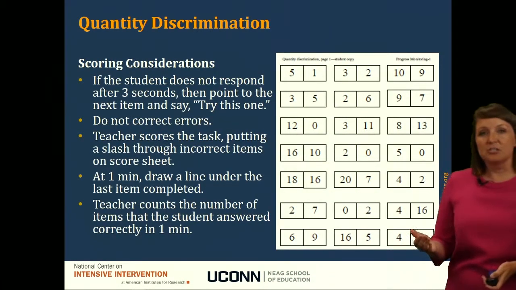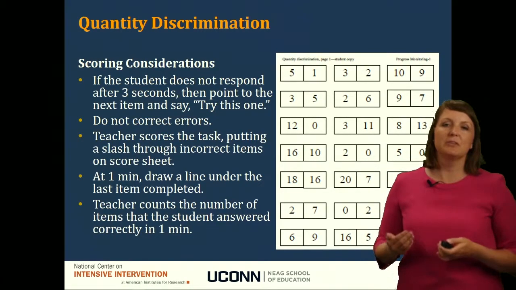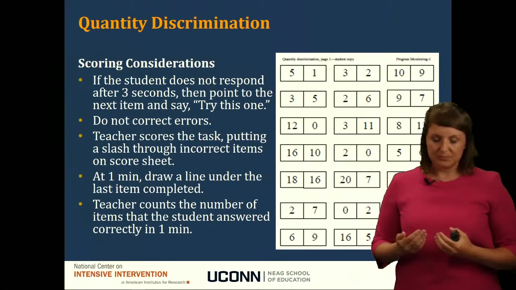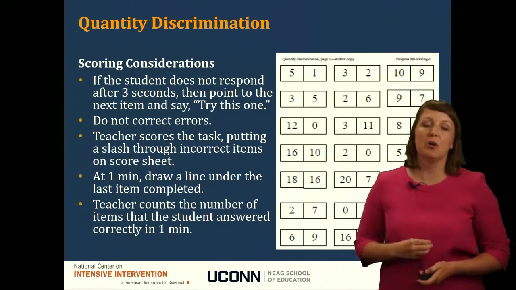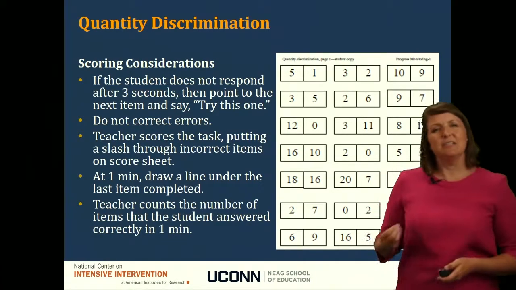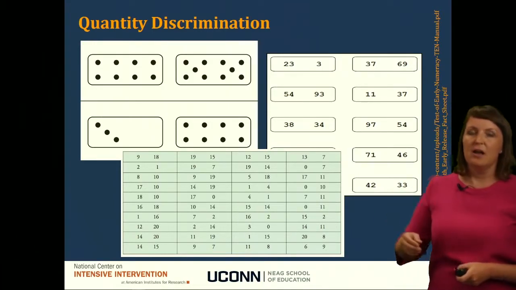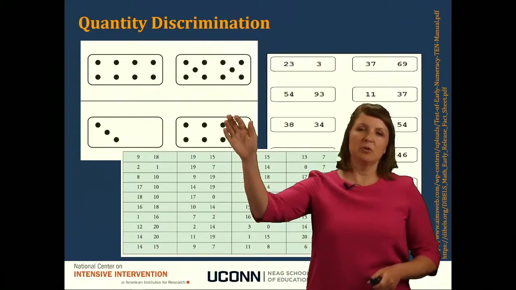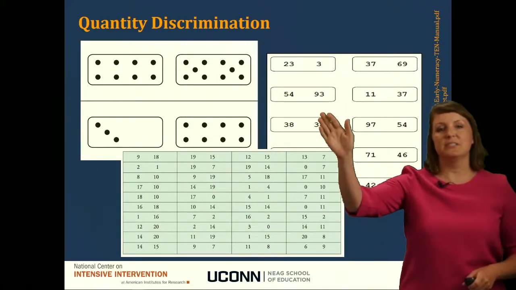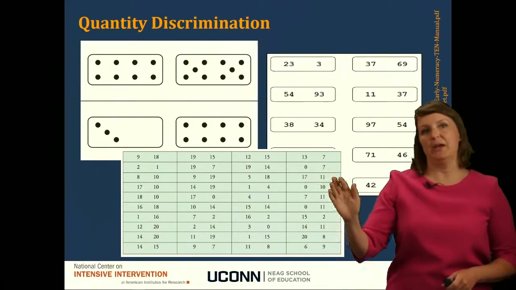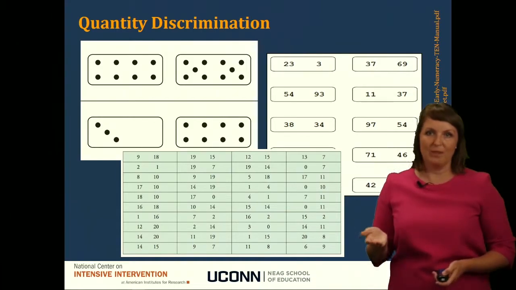The scoring considerations for quantity discrimination are the same as for number identification, so I won't go over those here. But just to reiterate very quickly, whenever students pause for at least 3 to 4 seconds, ask them to go on to the next item. Now we see different versions of quantity discrimination out there on the progress monitoring market. Some of these measures involve pictorial representations and determining which quantity is greater. Here we see some other examples where students are presented with pairs of numbers and identify the greater number in the pair in a 1 minute timing.